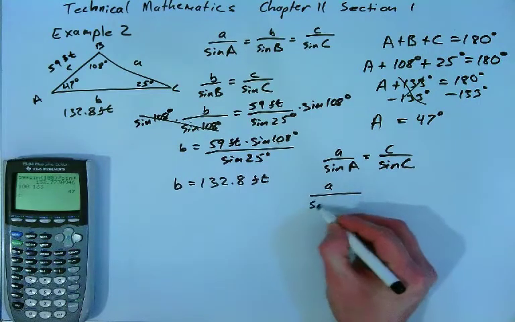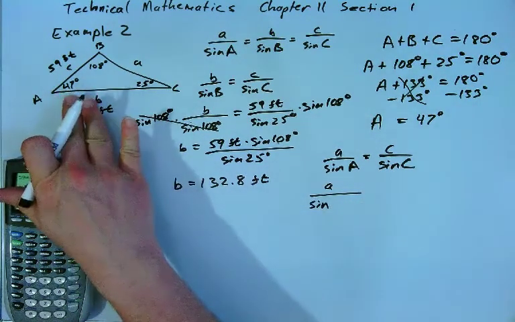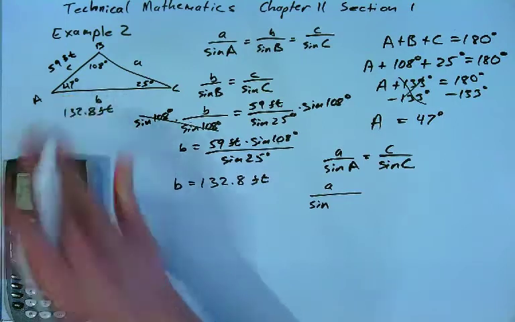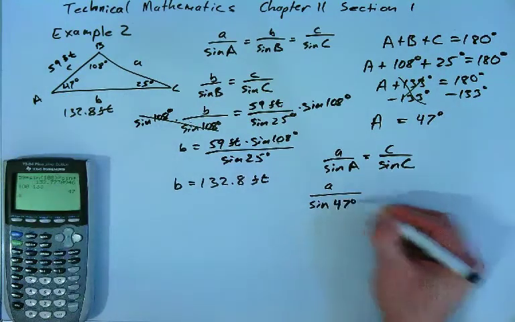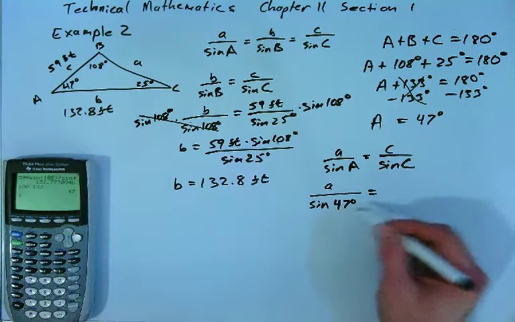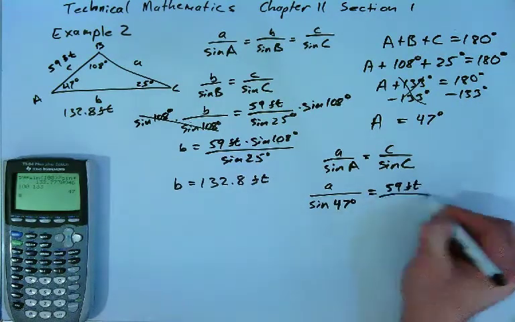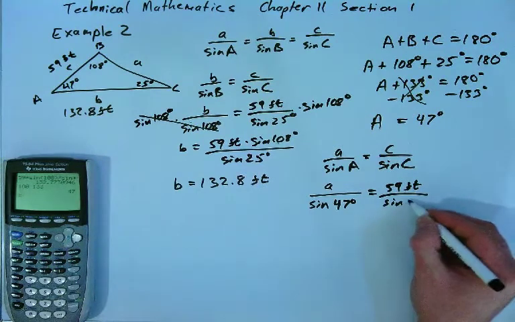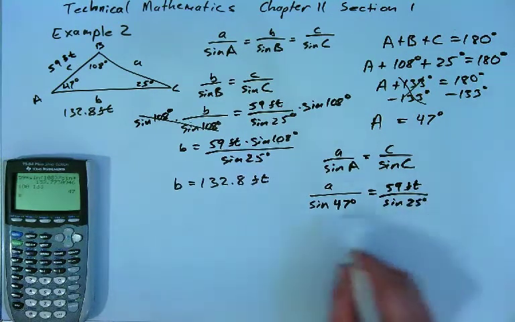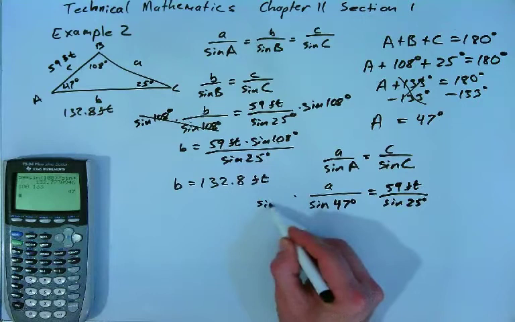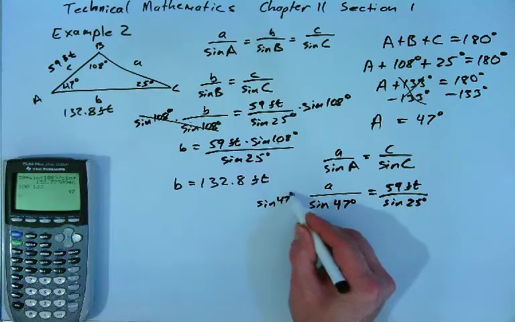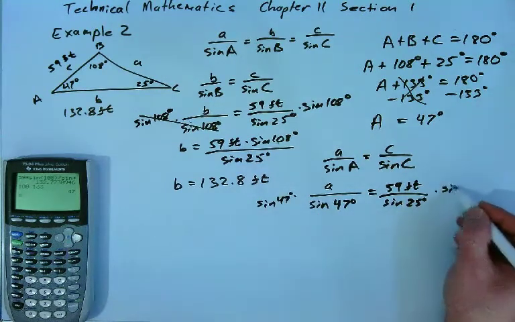So we'll plug in the numbers we know. Granted, we didn't know the angle A either to begin with, but there's not much we can do about that. a over sine 47 degrees is equal to 59 feet over the sine of 25 degrees. And so we want to solve for a. We'll multiply both sides by sine 47 degrees.